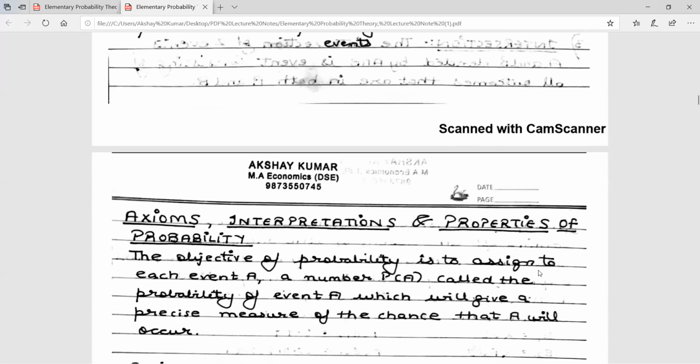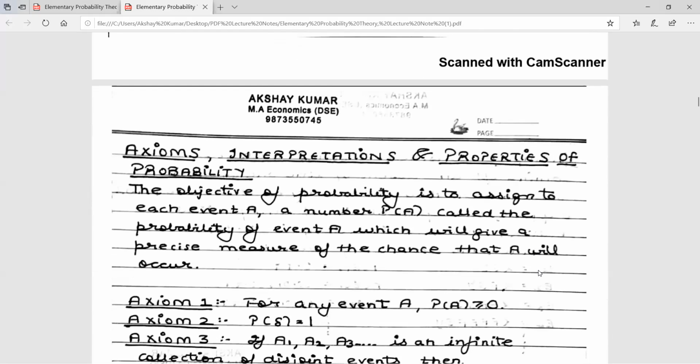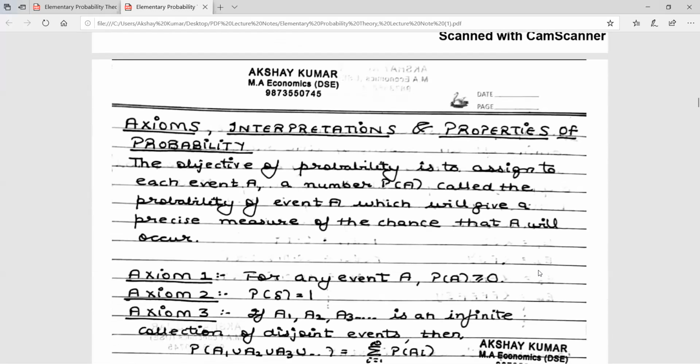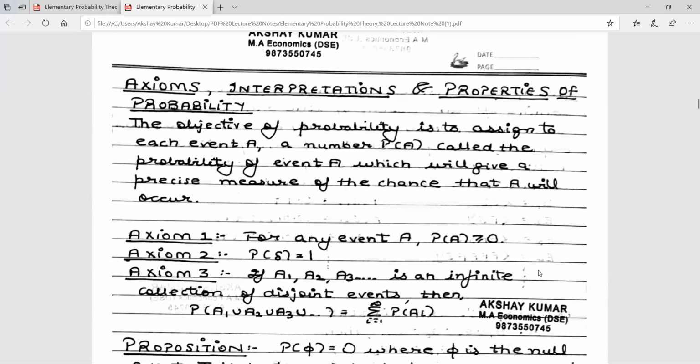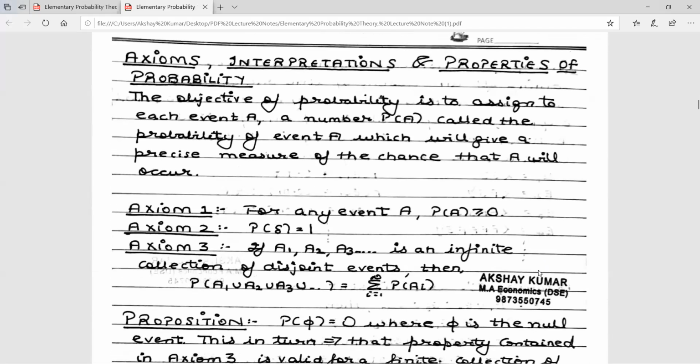Now the next thing, axioms, interpretations, and properties of probability. So let us look at these axioms. Now what does probability do? Probability assigns to every event A a number P of A, which gives a precise measure of the chance that the event A will occur. So probability is mapping all the events to values between 0 and 1.